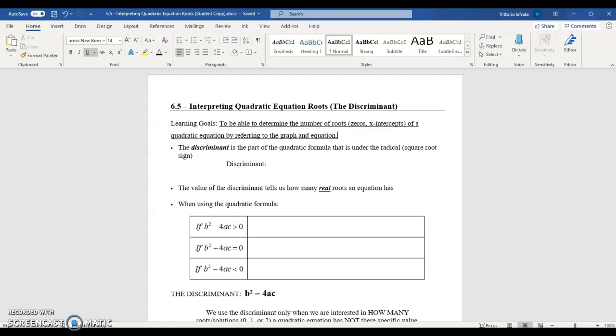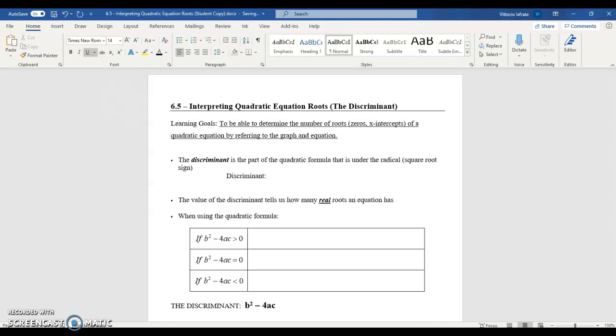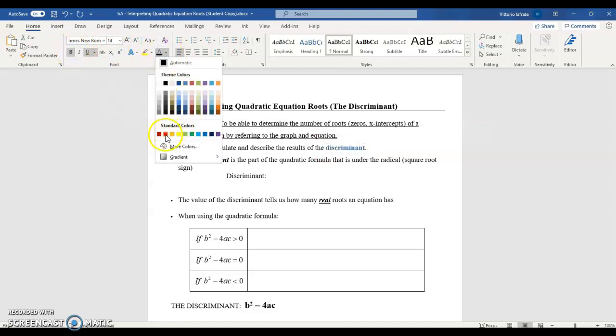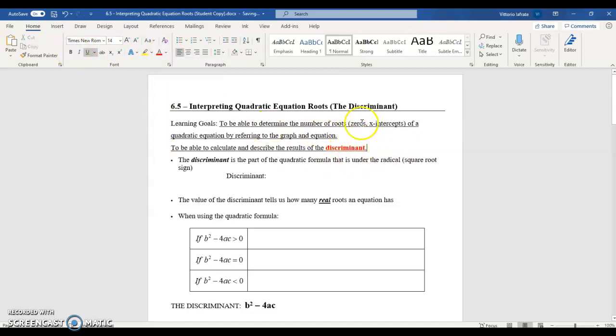Our primary focus in this lesson, though, our primary learning goal, is to be able to calculate and describe the results of the discriminant. So that is probably a new word for most of us, the result of the discriminant. So we're going to take a look at what that means in the next few examples here. So here we have our discriminant. The discriminant is the part of the quadratic formula that is under the radical, meaning under the square root sign.